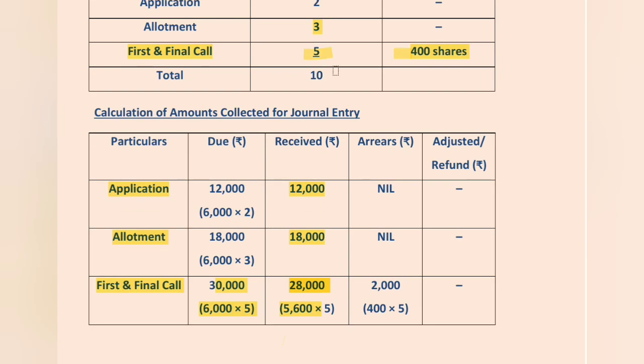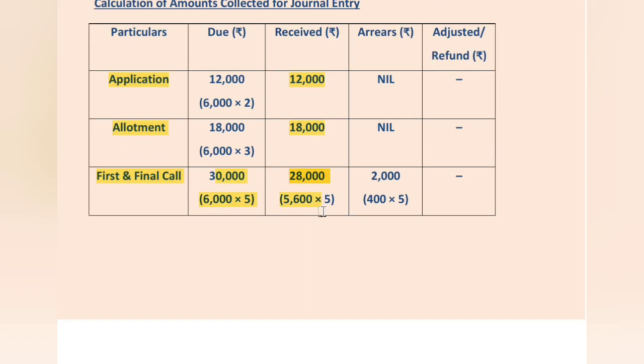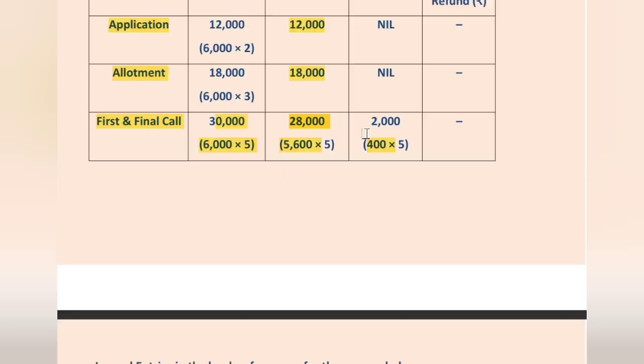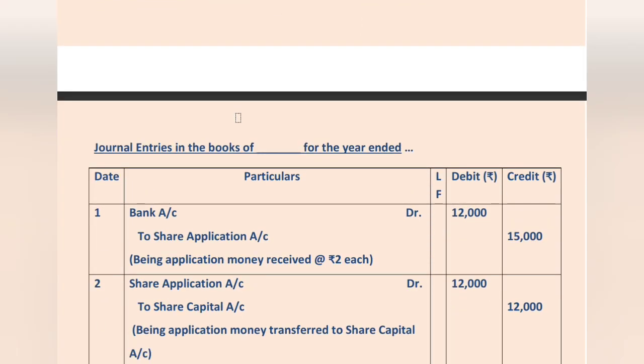So what total amount was collected? This amount is collected, this is 5 rupees. So 5,600 into 5 is 28,000 rupees. How many shares did not pay the amount? 400 shares. How much amount? 5 rupees per share. So 400 into 5 is 2,000 rupees. Totally 2,000 arrears. Based on that, you have to prepare the journal entry.